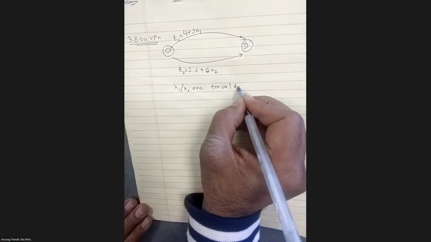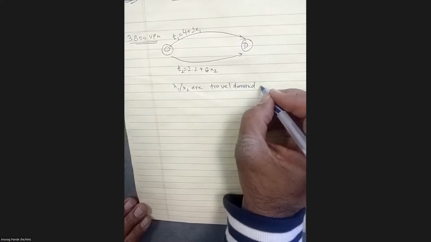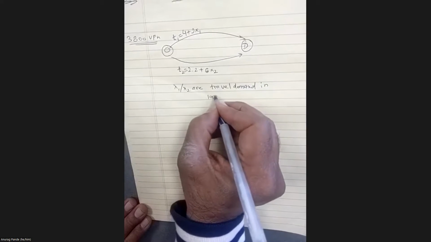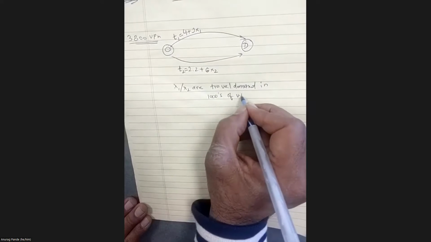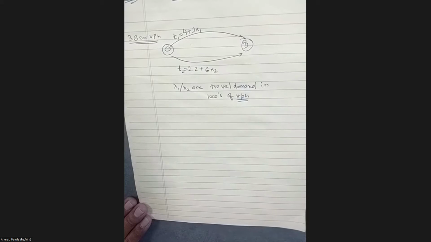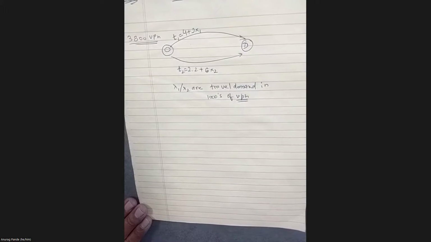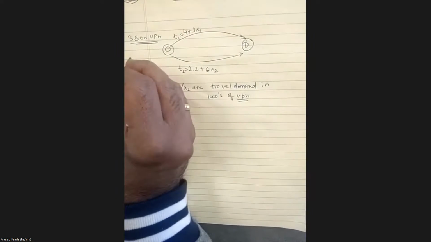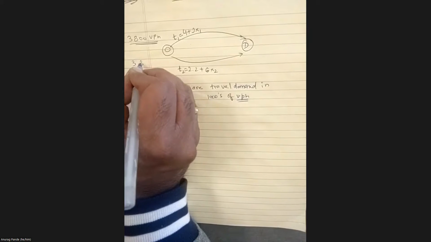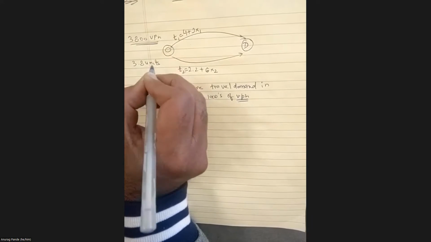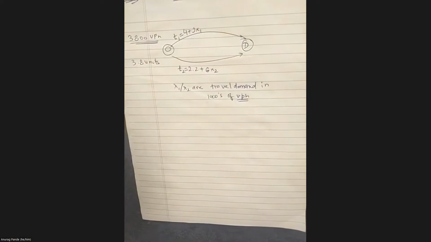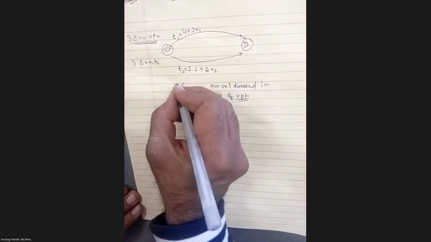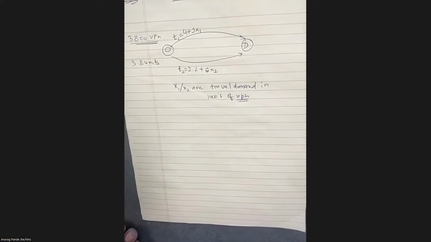travel demand flows in thousands of vehicles per hour, VPH. VPH is vehicles per hour. The total flow is 3,800 VPH. I'm going to call that 3.8 units, or 3.8 thousands of vehicles per hour, so I'm going to define my units based on that. Where x1 and x2 are travel demand flows in thousands of vehicles per hour.